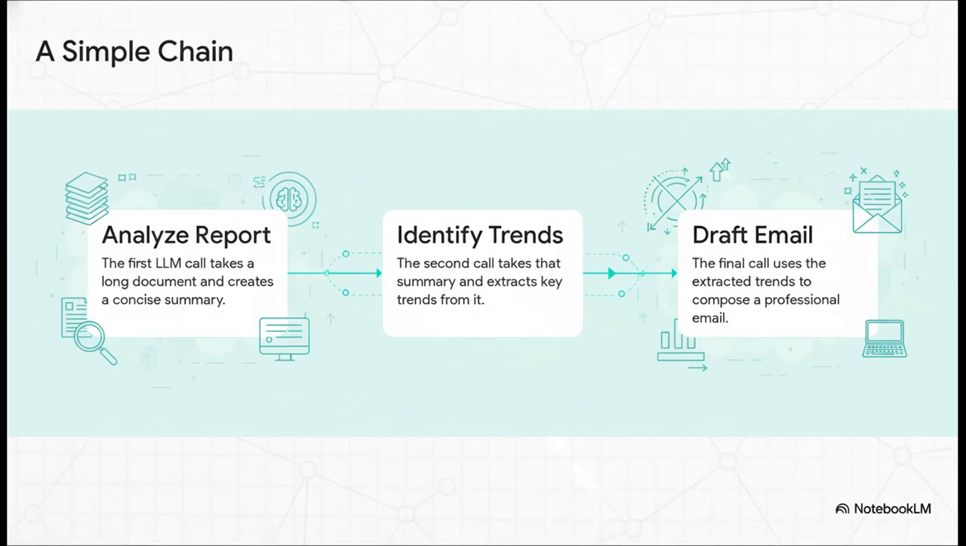So let's walk through a classic example. Imagine you have a really dense quarterly report. Okay, step one, your first LLM call is just to generate a concise summary of that report. Simple enough. Step two, we feed that summary into a second LLM call, which has only one job, to extract the key business trends. And finally, step three, those trends are then passed to a final LLM call to draft a clear, professional email for all the stakeholders. See? Each step is specialized and builds perfectly on the last one.